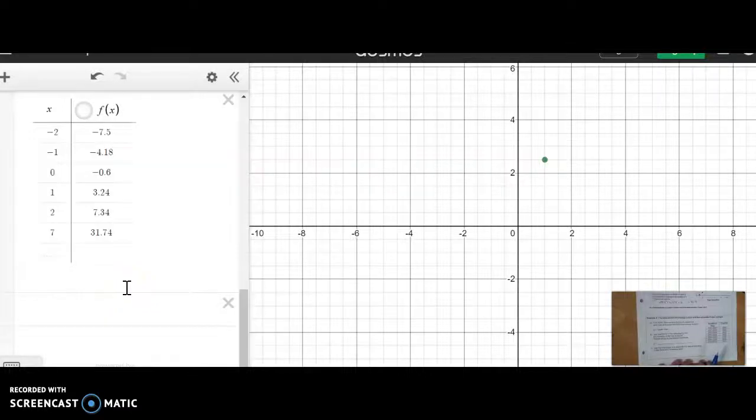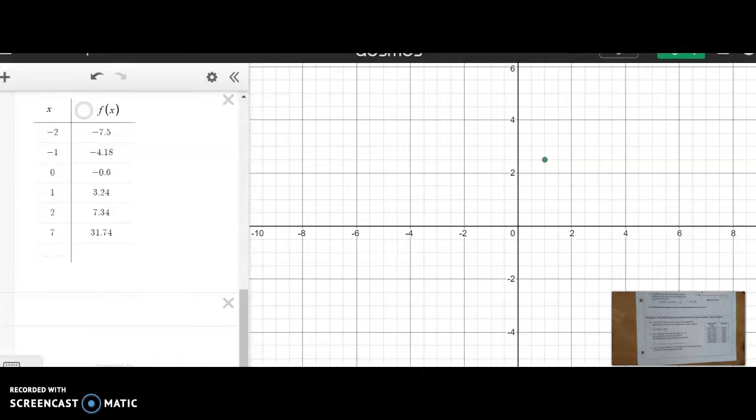This is 15-4 applications of regressions. This is example 2. I'm still using Desmos and the worksheet in both at the same time.